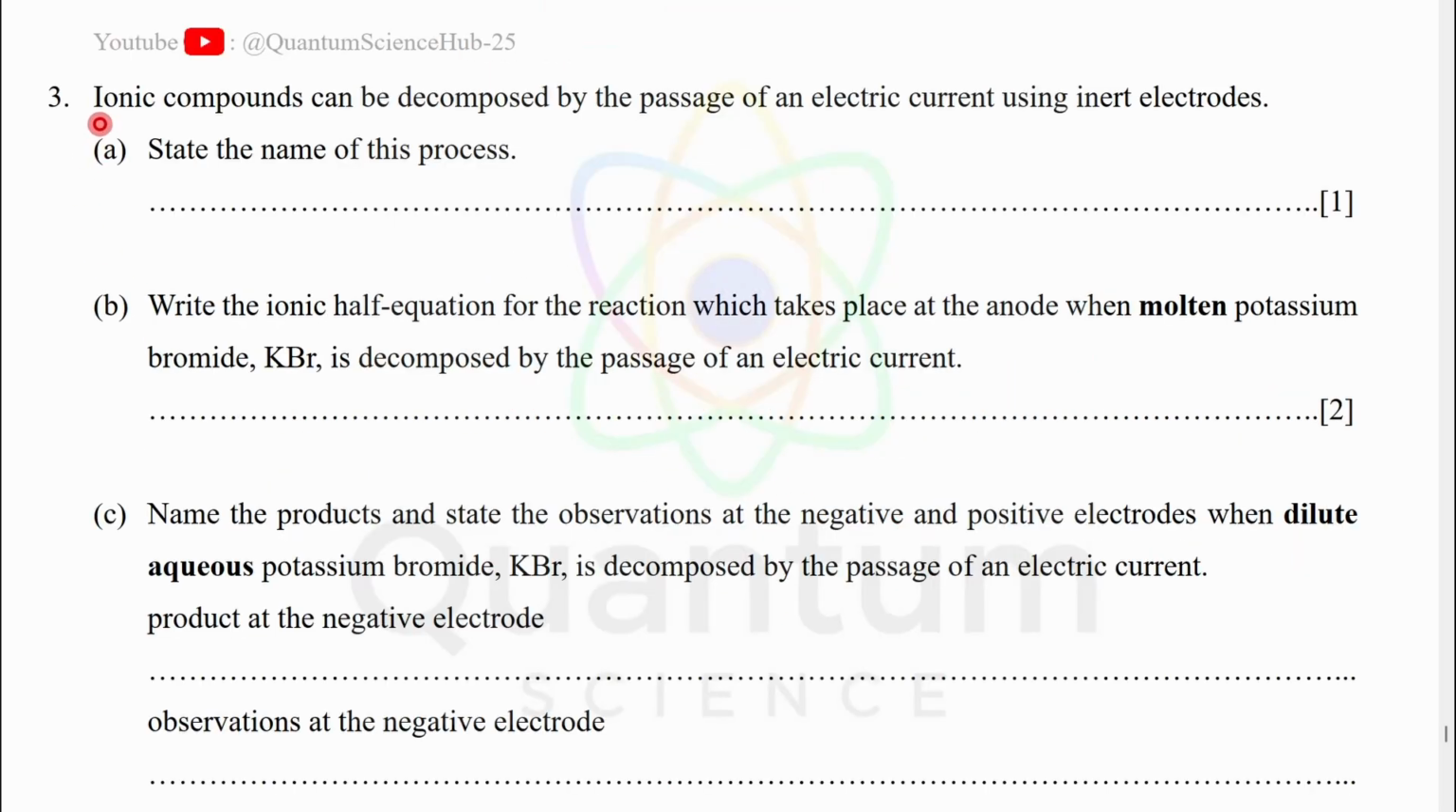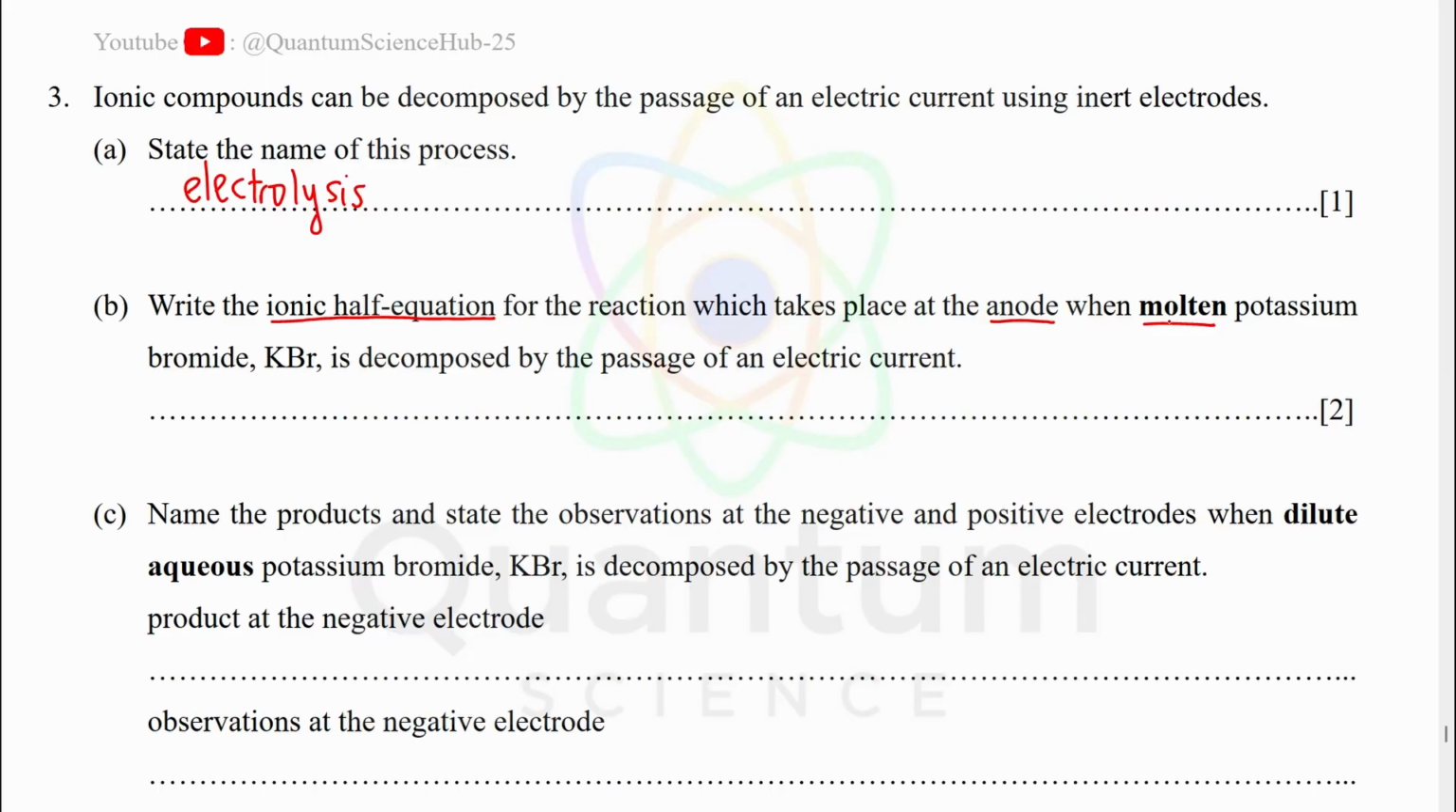Question 3. Ionic compounds can be decomposed by the passage of an electric current using inert electrodes. State the name of this process. Okay, so what kind of process is this? This is what we call electrolysis, right? Next, write the ionic half equation for the reaction which takes place at the anode when molten potassium bromide, KBr, is decomposed by the passage of an electric current.